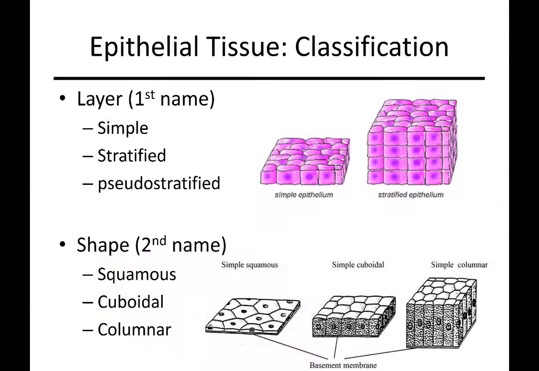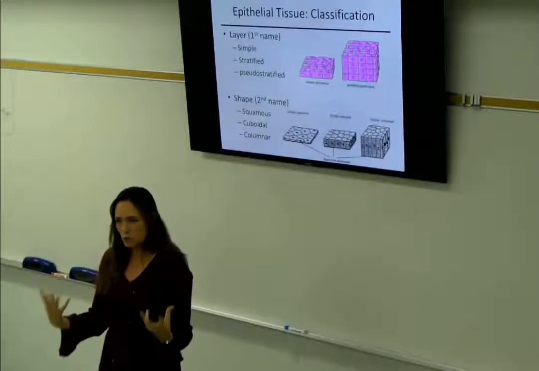A cuboidal is going to be roughly as tall as it is wide. It's not geometry here, it's biology. Those are used mostly for pumping. You'll see them in tubules and glands. And then we have columnar. The columnar are like bricks on end. They're going to be a lot longer. They're still one cell layer thick, but they're longer, so they offer some protection. So these are the different choices that we have.